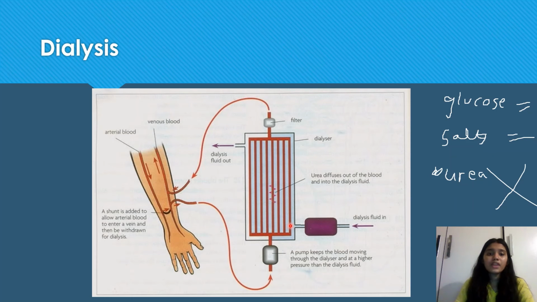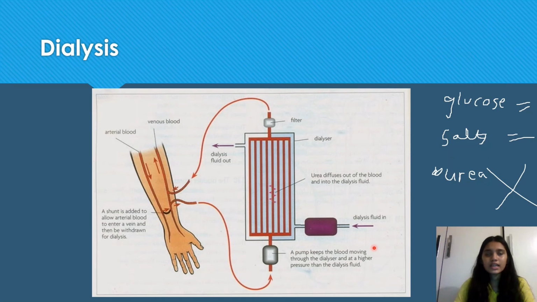It may also have an anticoagulant, which basically prevents blood clotting, and there's a blood pump to keep the blood moving. Okay, the dialysis fluid is replaced and refreshed every 3 to 4 hours to ensure that the concentration gradients are maintained. Okay, so this is basically your dialysis.